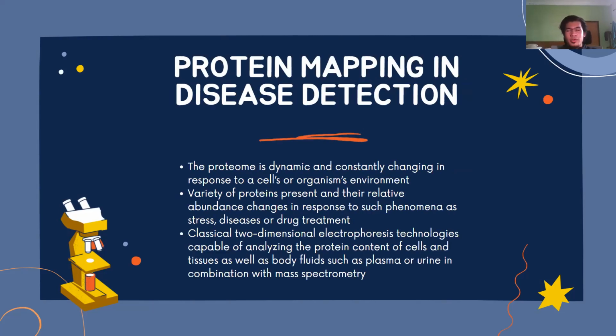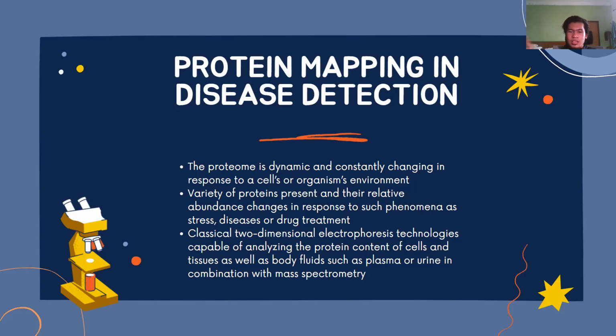So other than that, proteomics also contributes to protein mapping in disease detection. Usually protein mapping is one of the types of techniques used in proteomics to detect disease. It is quite familiar among scientists now. The idea is that the proteome is dynamic and constantly changing in response to a cell's or organism's environment. So the variety of proteins present and their relative abundance change in response to phenomena such as stress, disease, and drug treatment. So from that, you can take a sample and make a protein map to detect a specific protein.